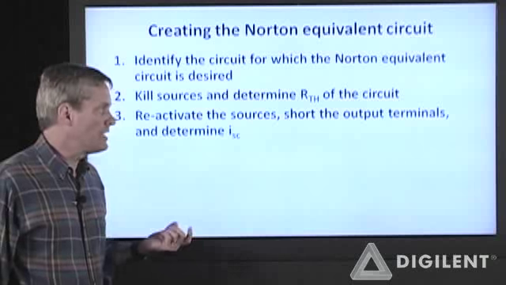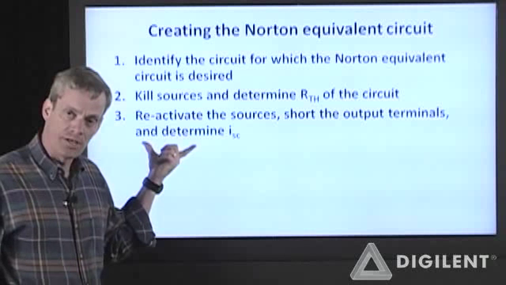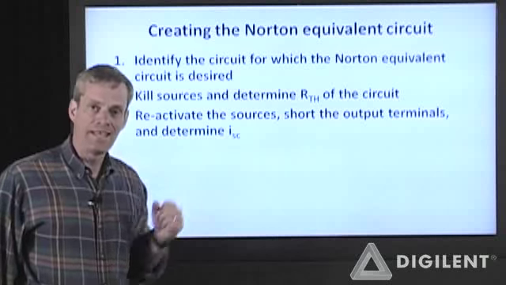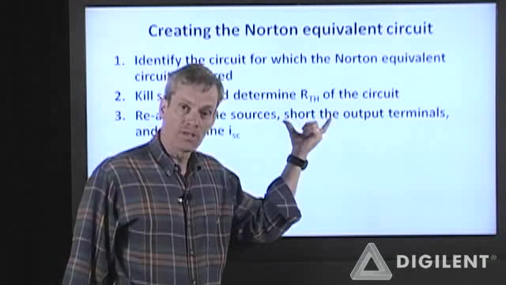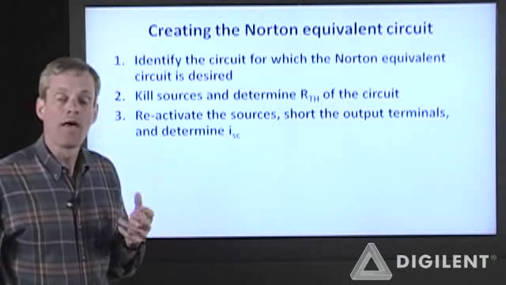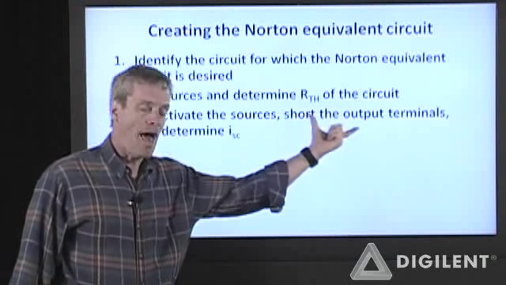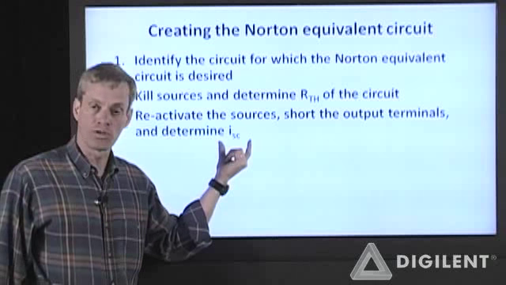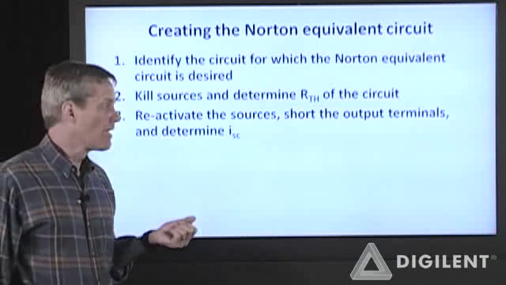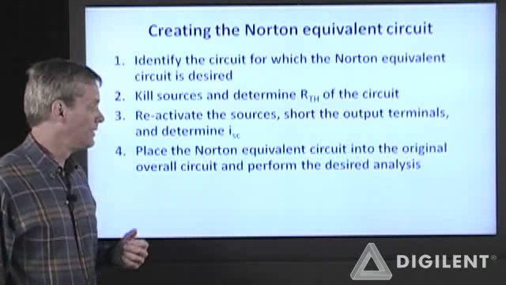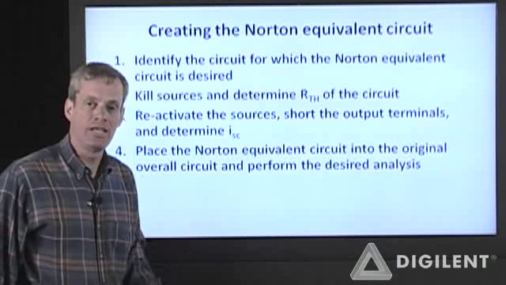The only thing that's different now is that when we reactivate our sources in our circuit, rather than retaining the output terminals as being an open circuit, we're going to short those terminals. The resulting circuit that comes from that process will be analyzed to determine the short circuit current. Okay? Once we've got ISC and RTH, we can use that to generate our Norton equivalent circuit. We can now replace our load, which we removed up here, at the same terminals that we had before, and analyze that load to determine whatever it is that we need to determine.